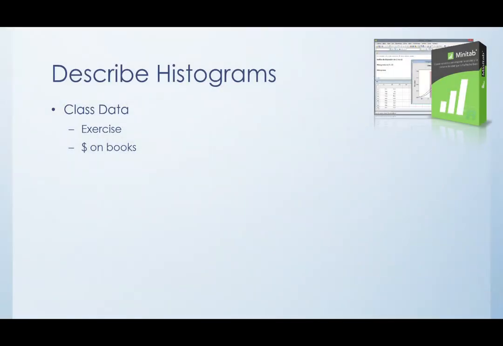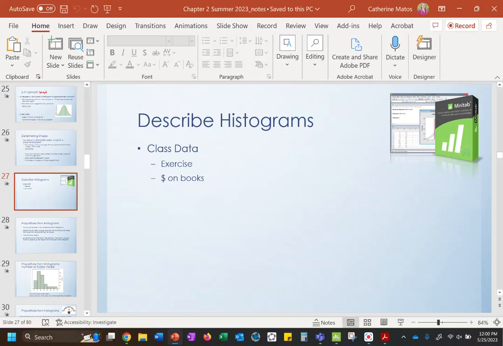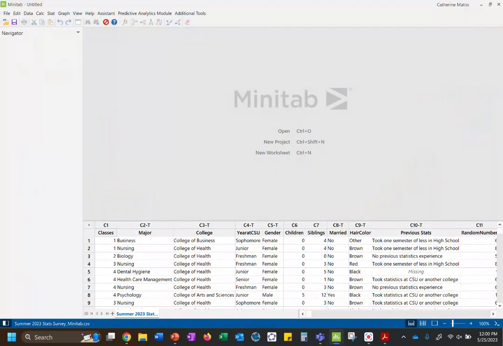So this video will be pretty short. This is just looking at a few more histograms from our class survey data and then talking about how to find proportions from histograms. I'm just going to pick a few variables from our class survey data. We'll do a couple of them in Minitab and a couple of them in GeoGebra.